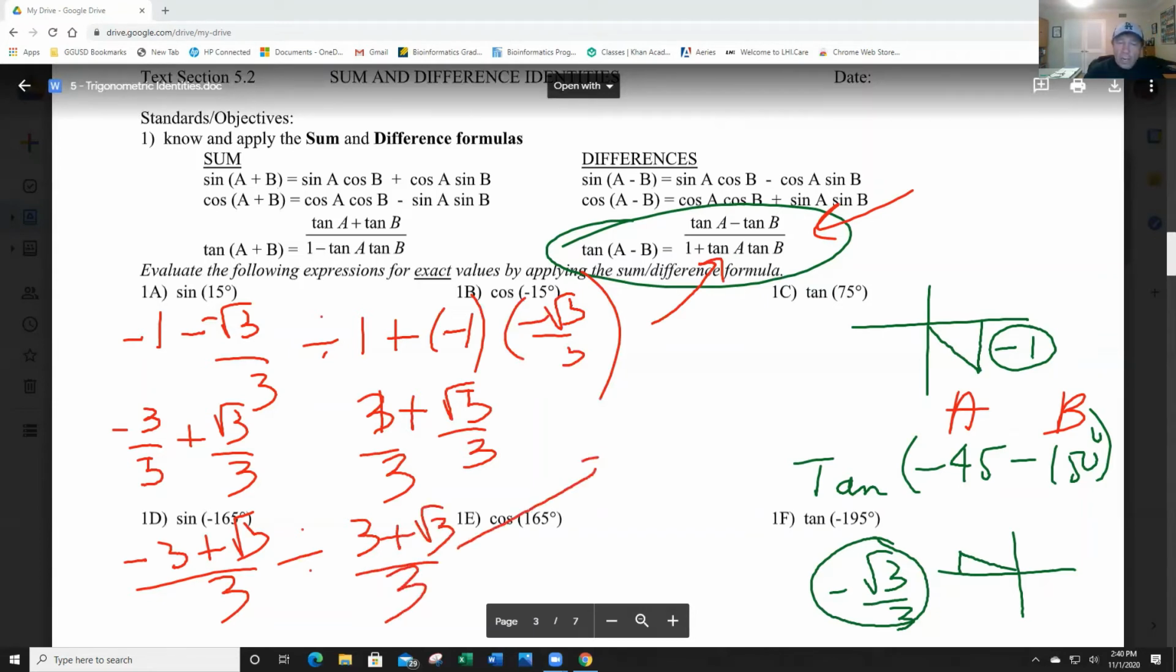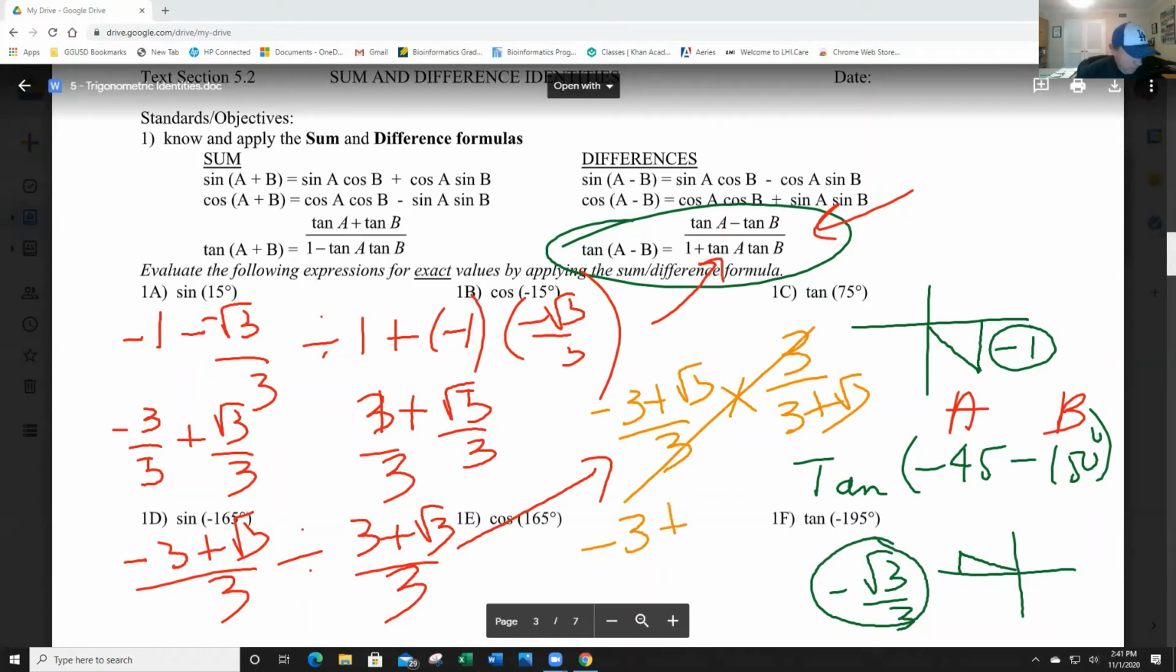I'll continue right here. I'll change colors for you just so you can see it a little bit better. I'll go to some orange or something, whatever this is. -3 plus radical 3 over 3 times, I'm going to turn this upside down, 3 plus radical 3. This cancels. And you end up with -3 plus radical 3 over 3 plus radical 3. And we're going to stop there. We're not going to take the radical out of the denominator. We're going to leave it right there.